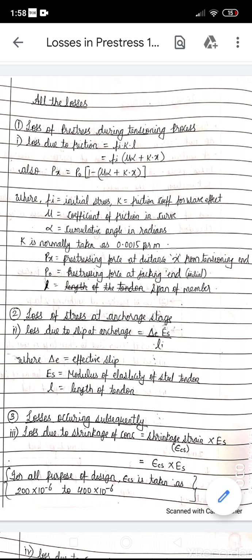And the second is loss of stress at the anchoring stage. Whenever you anchor the tendons, as I mentioned, there is bound to be some loss at this stage. Loss due to slip at the anchorage is given by delta E into Es upon L, where delta E is the effective slip, which will be given in the question, generally in mm, Es is the modulus of elasticity of the steel tendon, and L is the length of the tendon. I hope this is very clear. Loss due to slip at the anchorage is delta E into Es upon L, and the modulus of elasticity of steel will also be given in the question.